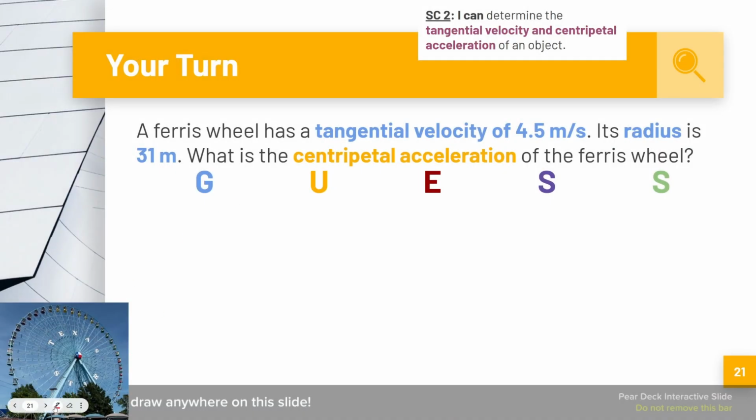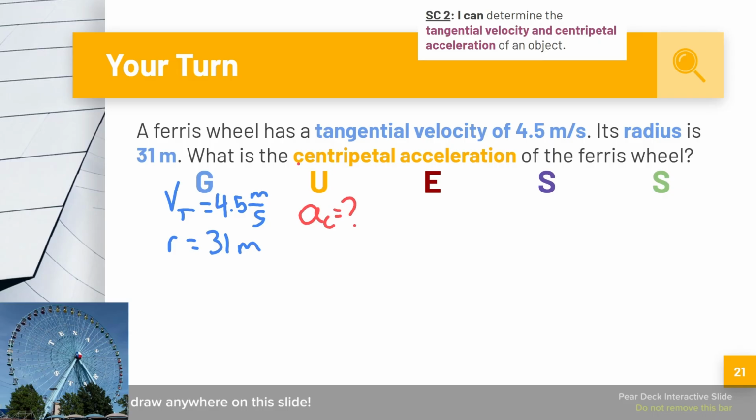Now, we're just going to jump right into some questions just so that y'all can jump into the worksheet. This one, we are given a couple things. So we have a Ferris wheel traveling at a tangential velocity of 4.5 meters per second. So in this case, VT is 4.5 meters per second. Its radius is 31 meters. And what is the centripetal acceleration of the Ferris wheel? All right, so we are looking for the AC.